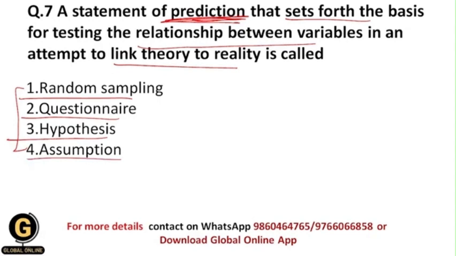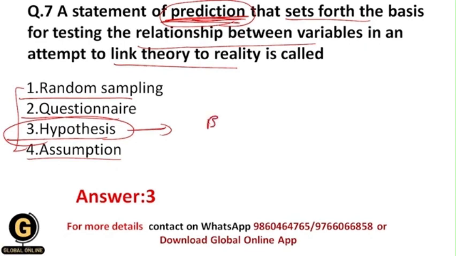So all of you now understood that, students. Now the correct answer is hypothesis, because hypothesis is the statement of prediction. That's why I have told you to focus on this word, prediction. Whenever you see prediction in the research methodology section, it is nothing but the hypothesis. And one more thing is that hypothesis gives us the basic information about the testing of the relationship between the variables under study, and this is an attempt to link the theory part to the reality.